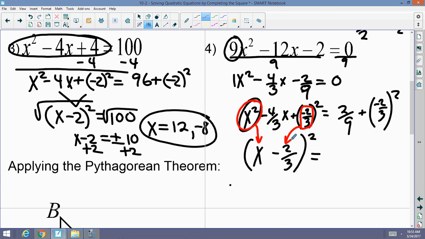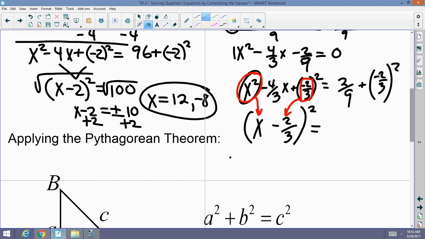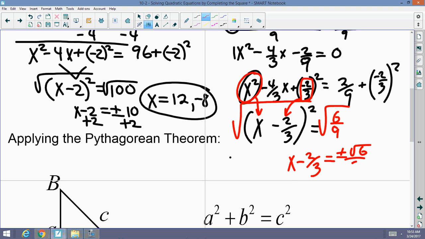Okay. So now we have 2/9 plus 4/9, which is 6/9. Square root both sides. X minus 2/3 equals plus or minus square root of 6 over 3. Add the 2/3 to both sides. And my final answer here would be x equals 2/3 plus or minus square root of 6 over 3.